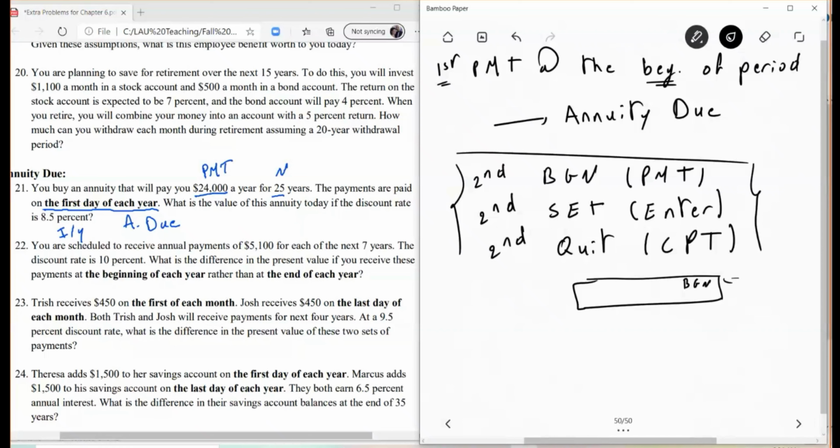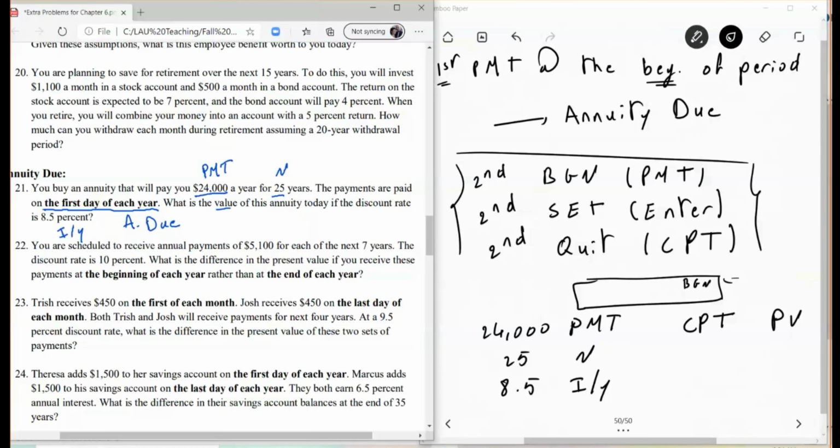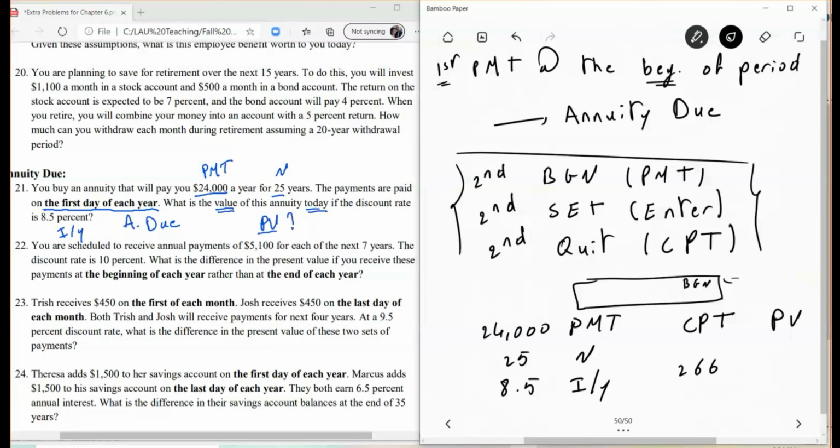You should not see anything once you're in the end mode. So now to solve this problem, after I'm in the begin mode, I enter 24,000 as the payment, 25 N, 8.5 IY, then I compute PV. Because here I'm asked about the value of this annuity today. This means that I need to find the present value. The present value in this case is $266,498.